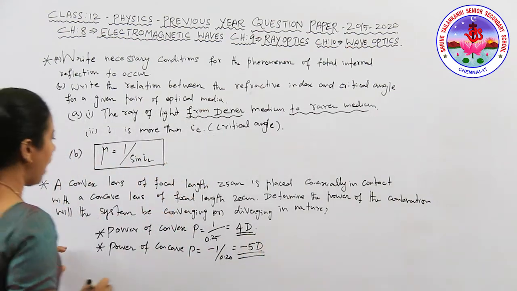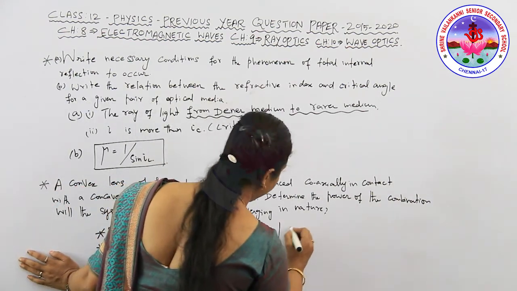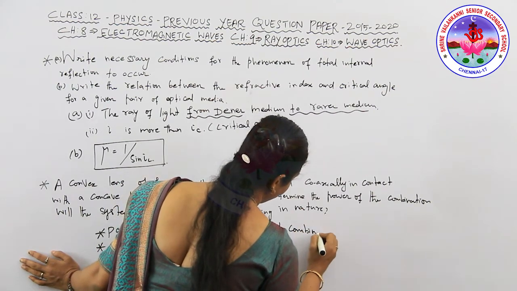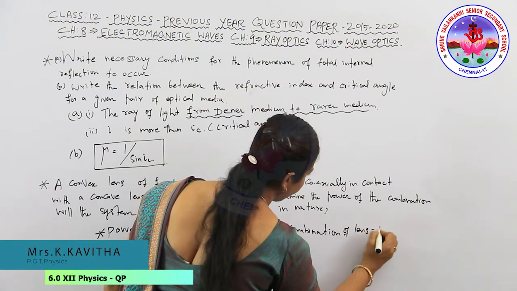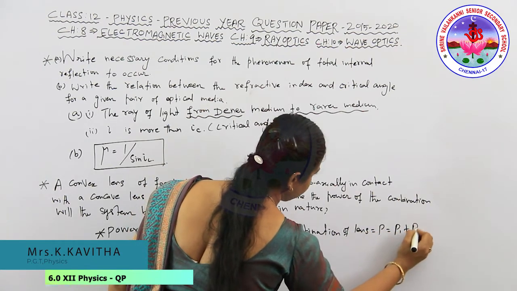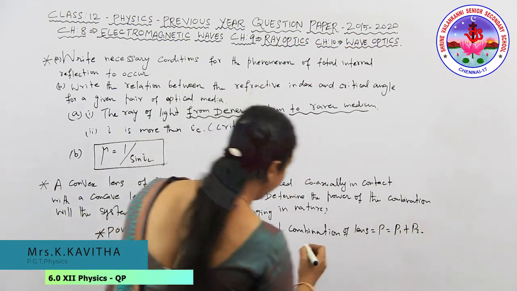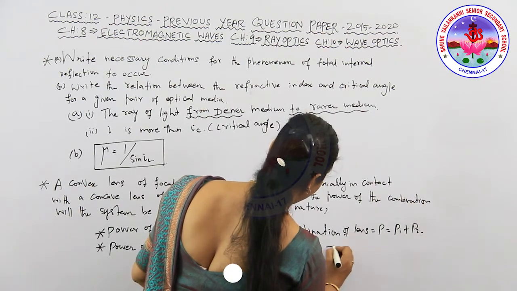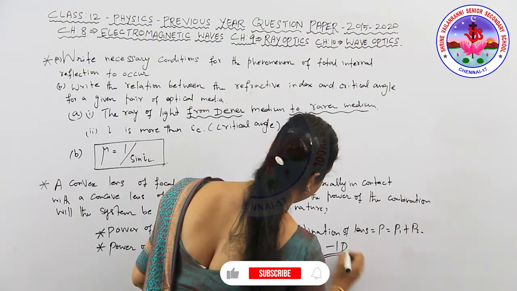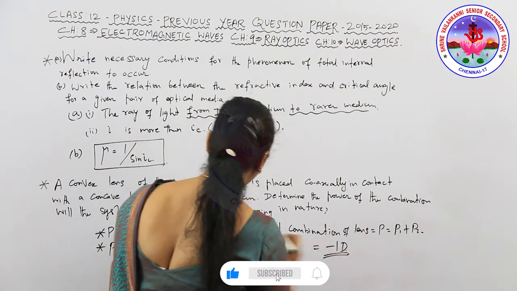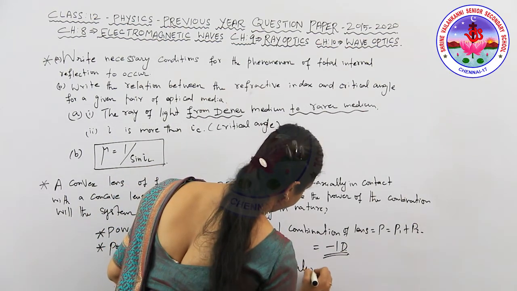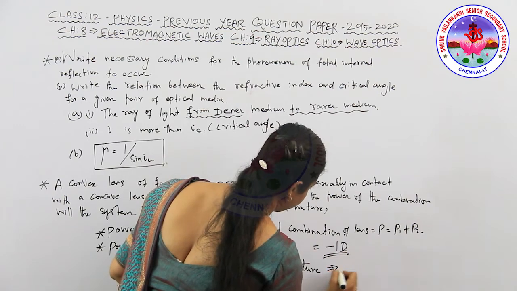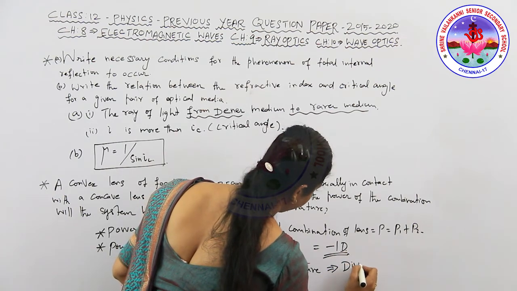And then you have to know about the combination of lenses, P is equal to P1 plus P2. So we can write the values here, it will come 4 diopter minus 5 diopter, which is minus 1 diopter. From that you may understand the nature is divergent. The nature of the lens is a divergent lens.